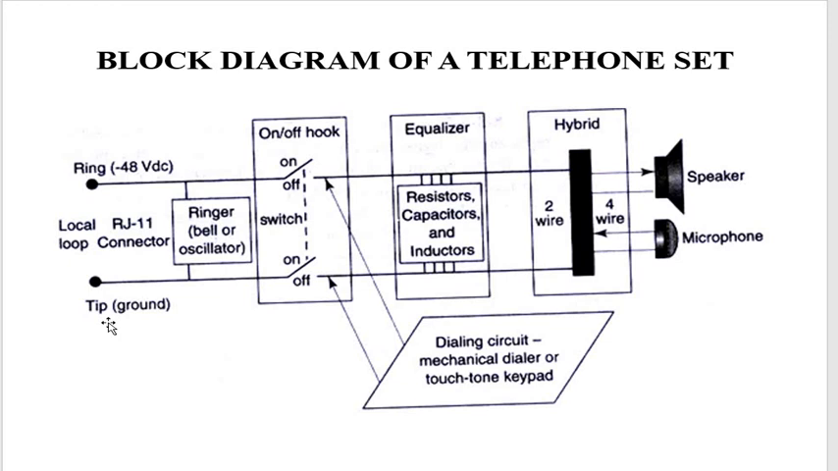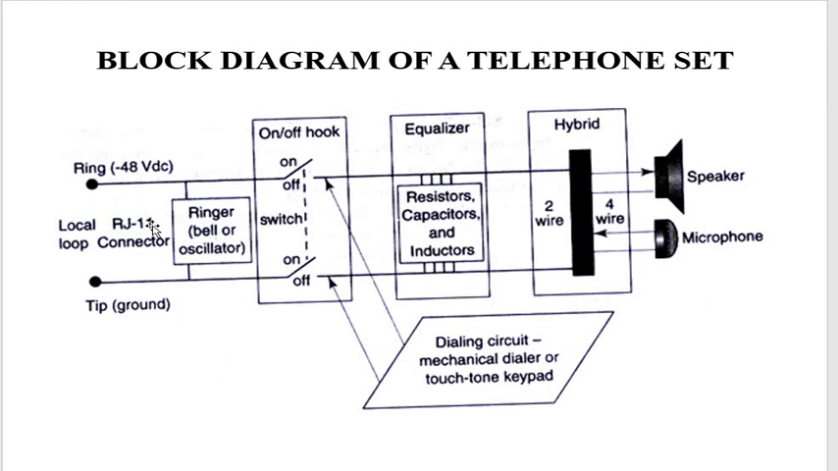In earlier cases, the ringer bell was an electromagnetic bell placed along the ring and the tip of the local loop. The main purpose of this ringer is to alert the destination party of an incoming call. That is, an incoming call has to be indicated to the destination party. That is the purpose of the ringer block.